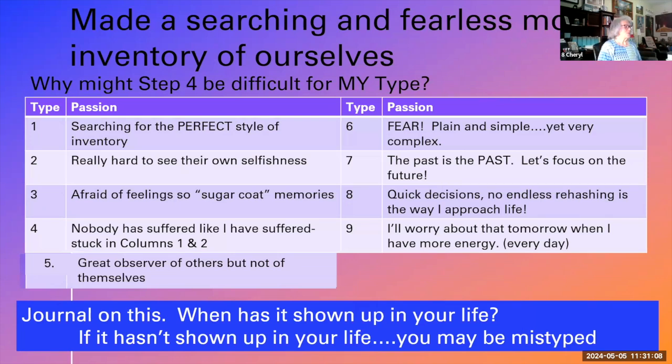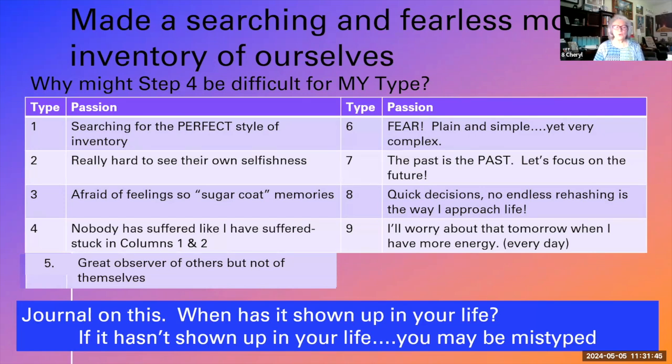The type 2, it's really hard for a type 2 to see their own selfishness because they are kind and generous. They don't recognize the hook that's there, like Judy C was talking about earlier. The type 3 is afraid of feelings, so they will sugarcoat their memories. It's really hard for them to come up with a list. It's really interesting because most people have no problem coming up with lists, but 3s do. They sometimes want to do a very surface level of basically columns 1 and 2.